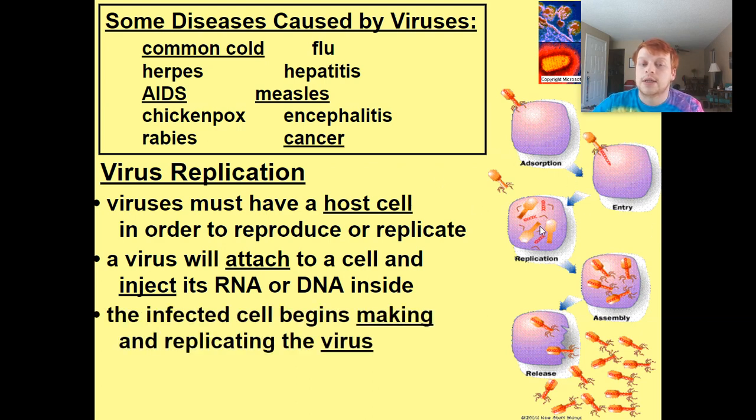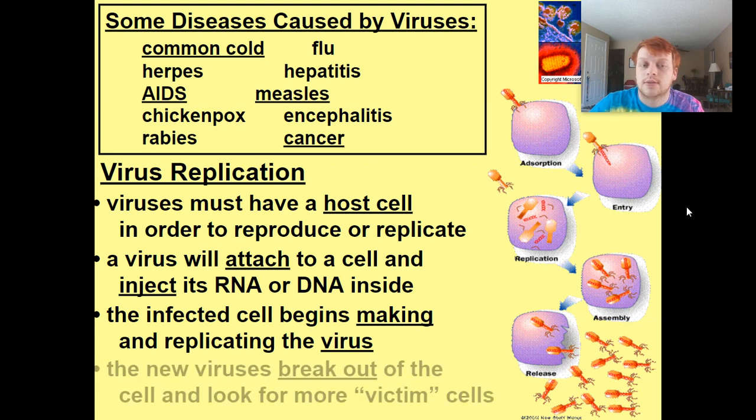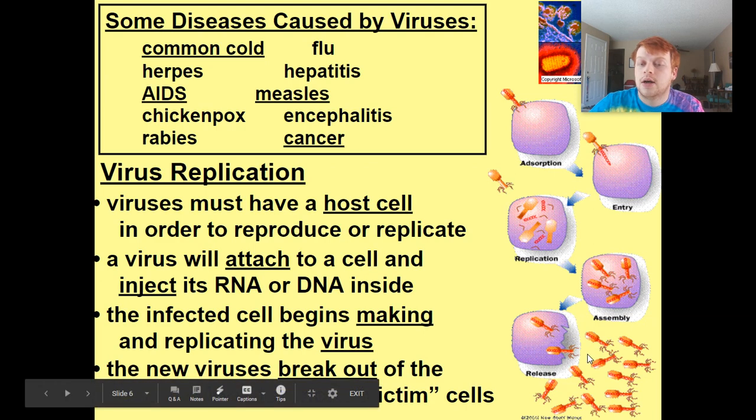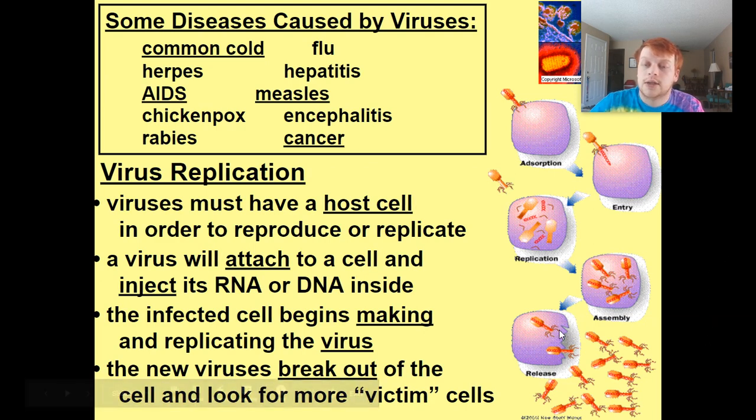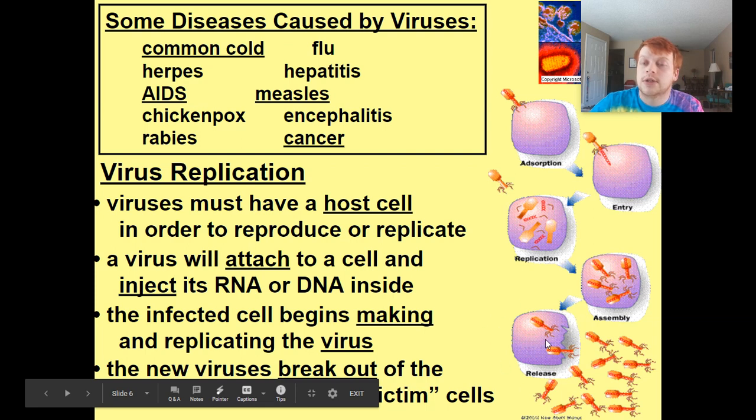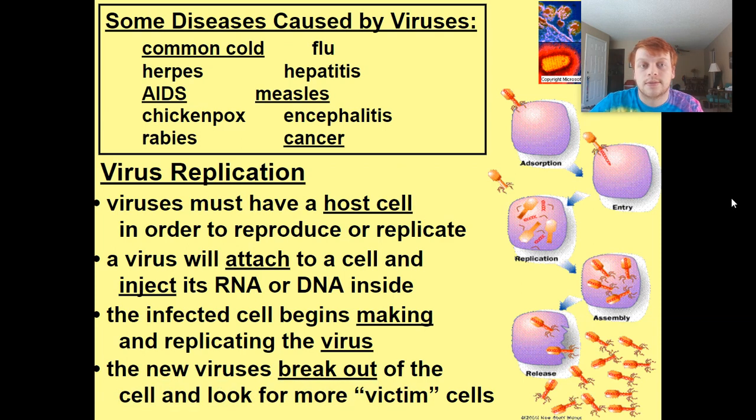Then what happens is the cell starts to make and replicate the virus for itself. The virus tricks the body or the cell into thinking that it is a part of the cell. So the cell copies the RNA or DNA from the virus and then starts to build all of the components necessary to make new viruses. Once those new viruses have been assembled, they break out of the cell and then look for other cells to infect. So this final stage, the release stage, generally results in the death of the cell, and then you have thousands or even millions of viruses exiting one single cell to go infect more cells.